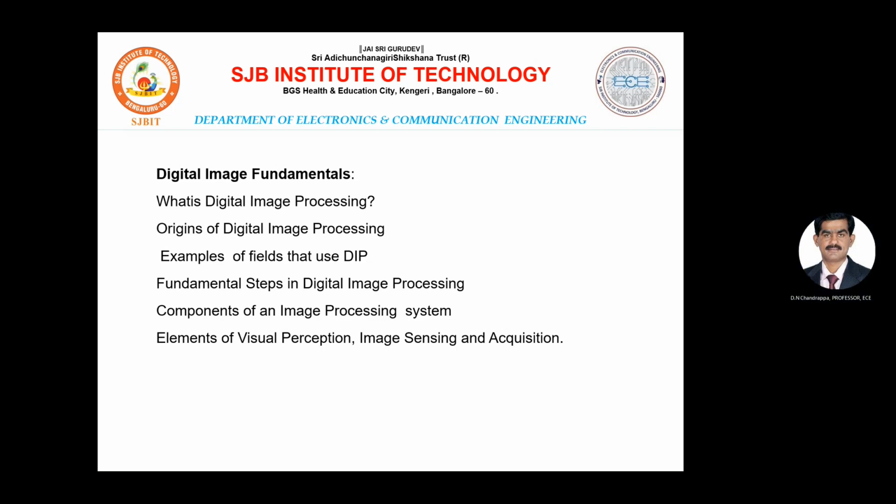Finally, I will come to the conclusion of this module. Module 1 was what is digital image processing. We covered, in the beginning of the class, the origin of digital image processing, some examples of the fields that use DIP, fundamental steps in digital image processing, components of an image processing system, and finally elements of visual perception, image sensing and acquisition.